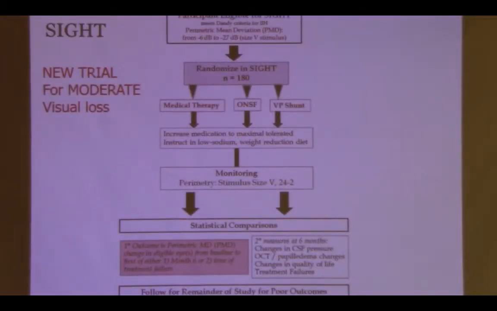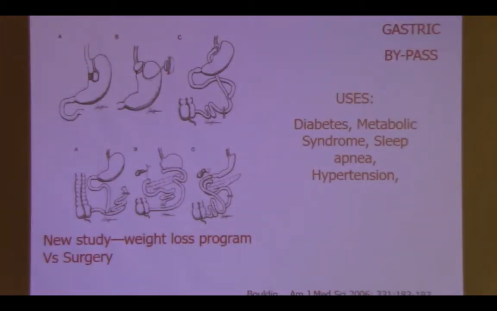And then we have a trial going on at another site. It's called the SITE trial. It's a surgical intervention for intracranial hypertension, and it's going to compare better medical therapy, optic nerve sheath fenestration, or the shunt to see which is the best treatment. And we've got that trial ongoing at the University of Utah.